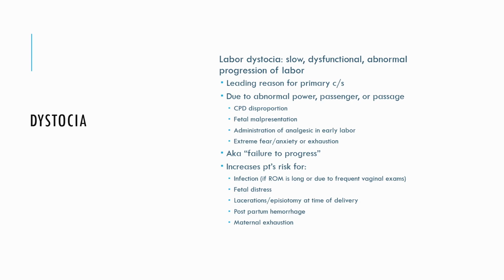So labor dystocia is slow, abnormal progression of labor. This is the leading cause for a patient to end up as a primary C-section. It can be due to abnormal power. Think power is our contractions. So maybe our contractions aren't strong enough or frequent enough. Power also consists of mom's pushing. So maybe she just can't push very well.